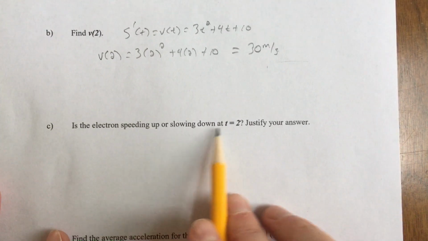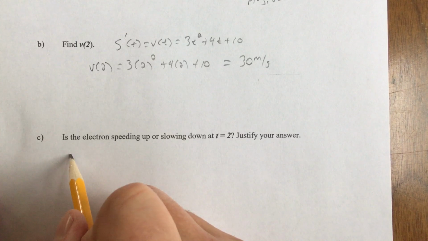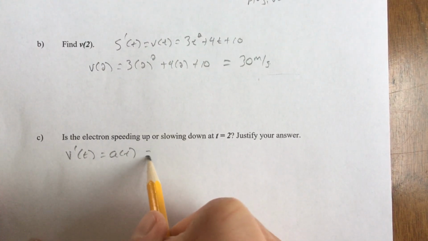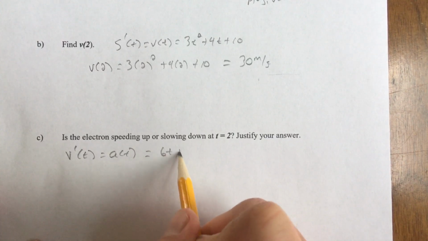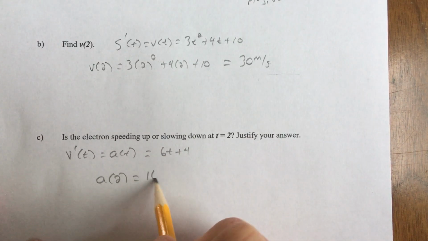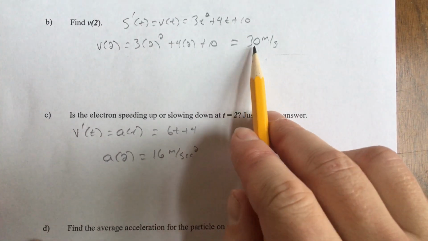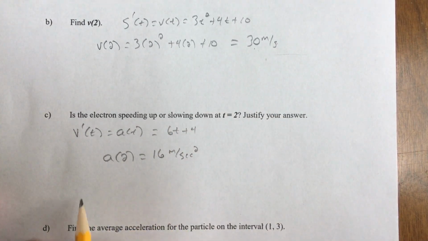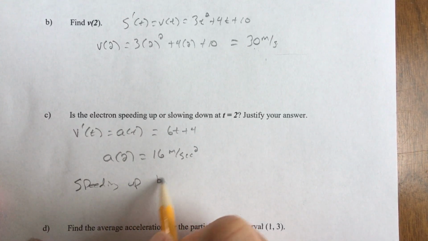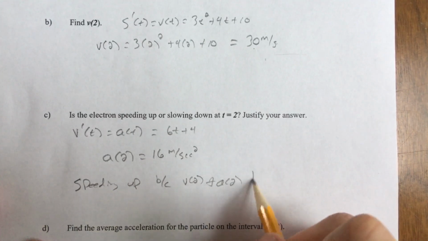Is the electron speeding up or slowing down at 2? So this doesn't tell us enough. It tells us something, but what we need to do is find acceleration. So we take the derivative of velocity. That gives us an acceleration equation, which will be 6t plus 4. Then we do the acceleration at 2, which is 12 plus 4, or 16 meters per second squared. Okay. Now, we have a positive velocity. We have a positive acceleration. So we are speeding up because velocity at 2 and acceleration at 2 have the same sign.